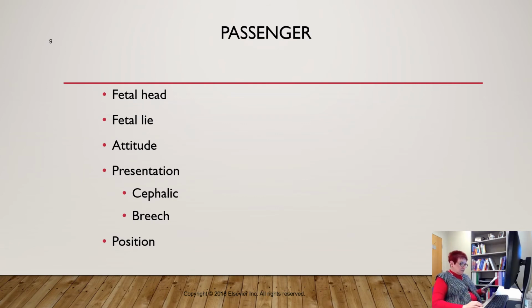The fetal station, we'll be talking about in just a minute, is the measure of the degree of descent of the presenting part of the fetus through the birth canal, and it's all in relationship to the ischial spines of the mother's pelvis, and we'll talk about that. And then engagement means the head is down in the pelvis, and we call that zero station. And we'll talk about that here in just a minute.